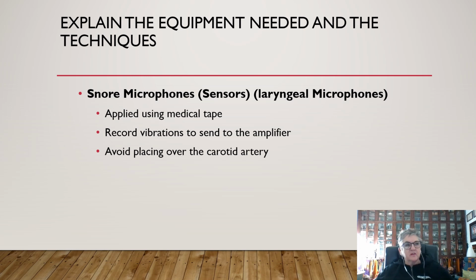Okay, the last one on our list is the snore microphone, or snore sensors, or laryngeal microphones. These are applied using medical tape and record vibration to send to the amplifier. We avoid placing it over the carotid artery; it is placed over the throat.